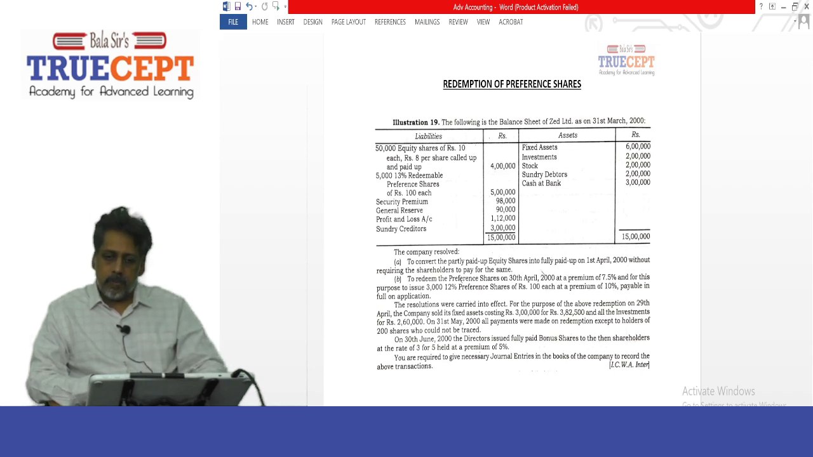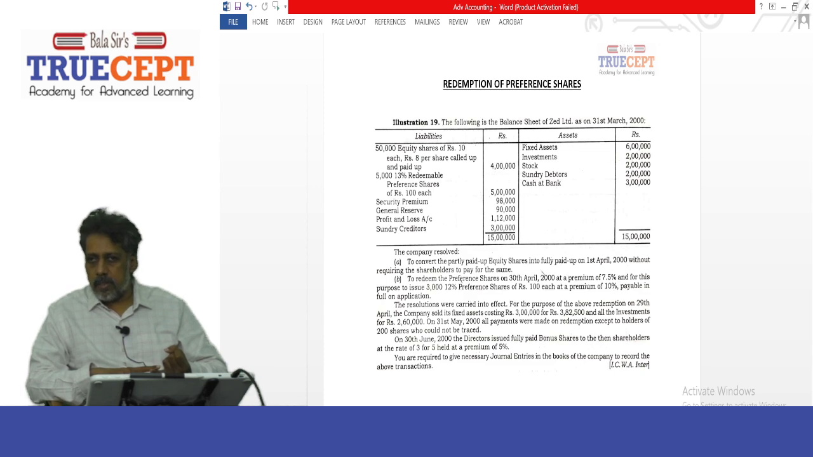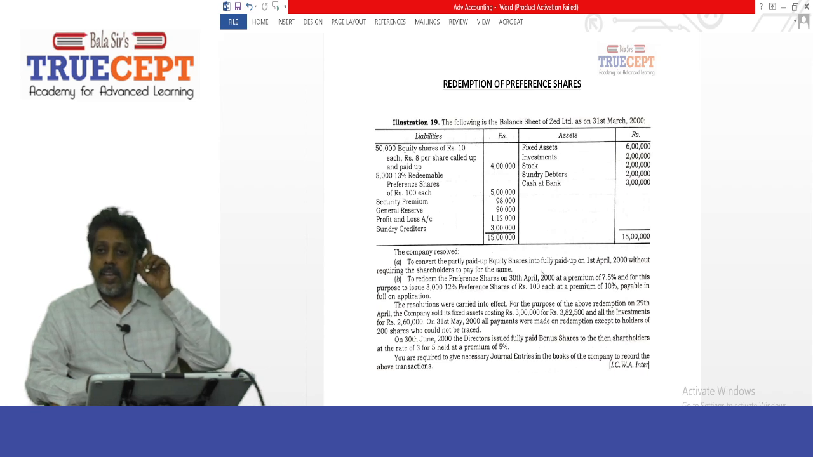The following is the balance sheet of Z Limited as on 31st March 2000. Now on the liability side, 50,000 equity shares of rupees 10 each, rupees 8 per share called up and paid up, 4 lakh. It is the olden day format, the balance sheet format, right? Not the Schedule 3. So what is the share capital? 50,000 equity shares of rupees 10 each, rupees 8 per share called up and paid up. These are partly paid shares.